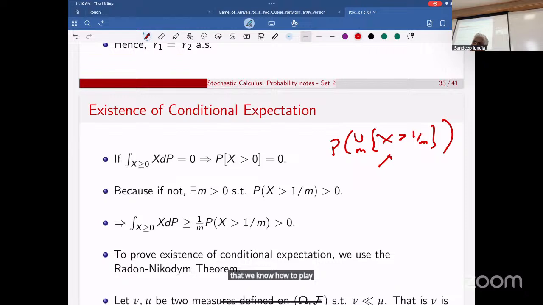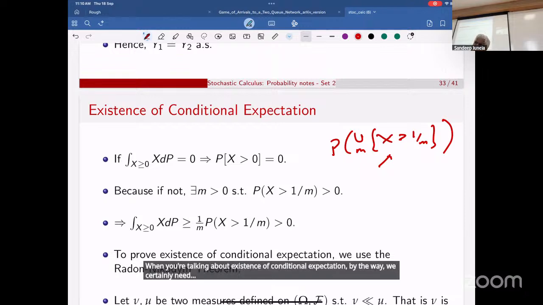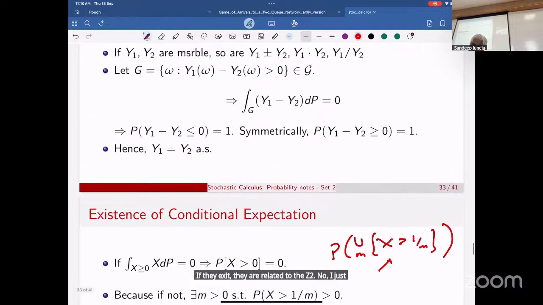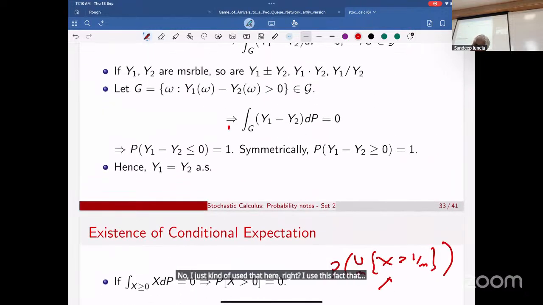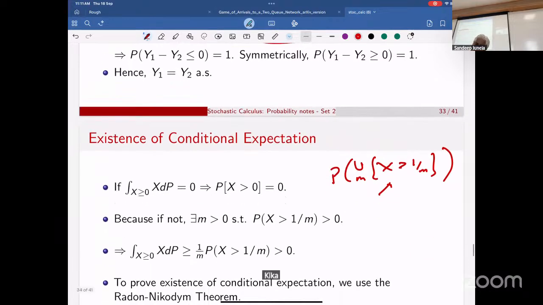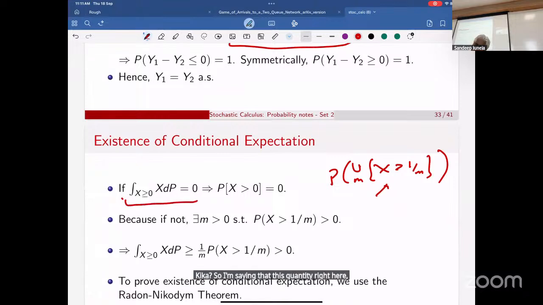Yeah? When you're talking about existence of conditional expectation, why do we suddenly need the integration of x to be 0? No, I just use that here, right? I use the fact that this being 0 implied that P of G was 0. So I just want to show that. Oh, I see. Okay. So I'm saying that this quantity right here being 0 implies that the probability that x is greater than 0 must be 0.